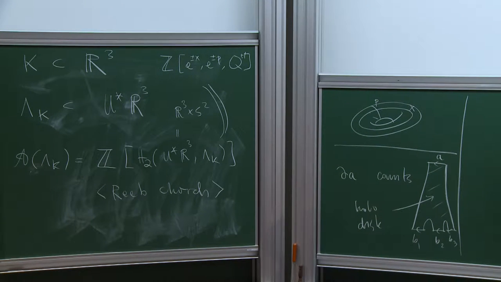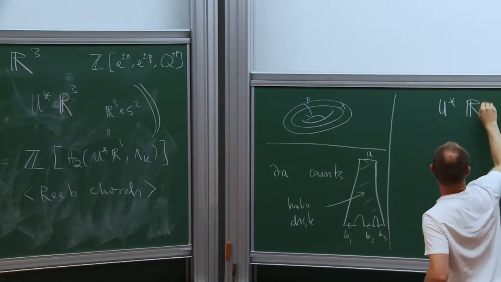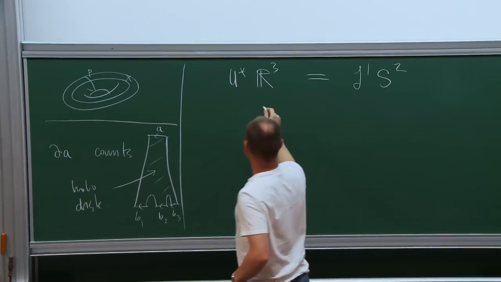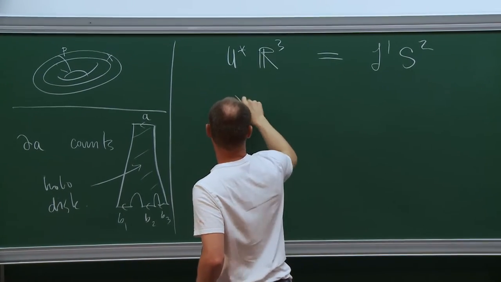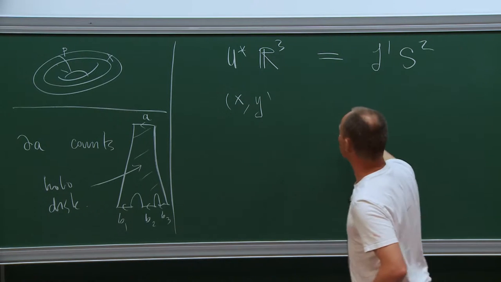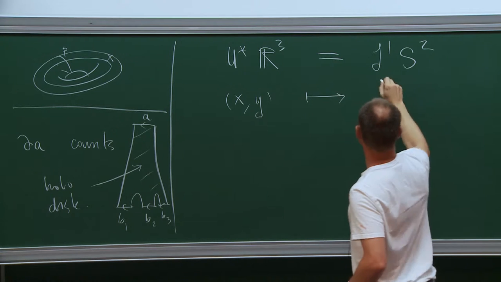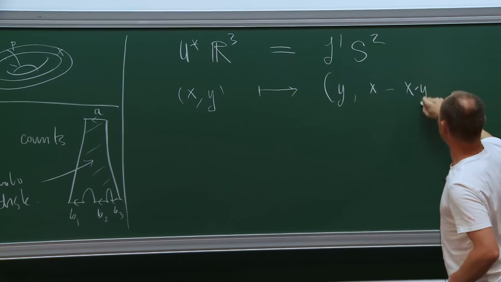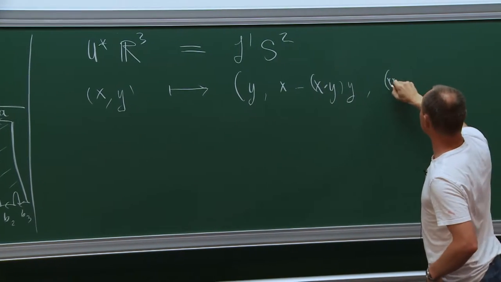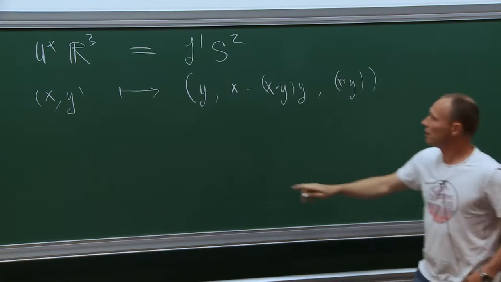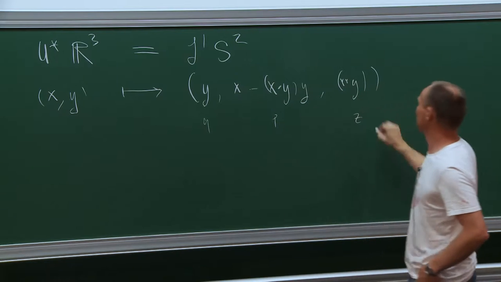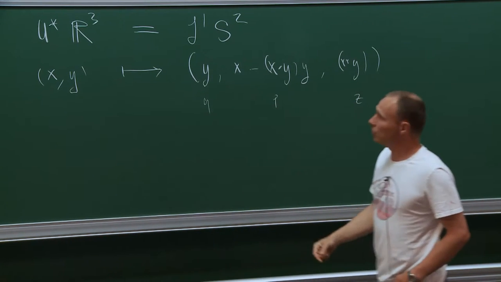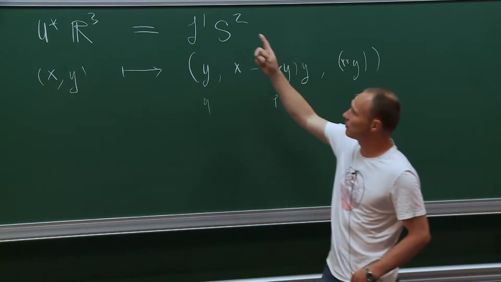So the first observation is that this unit cotangent bundle in fact is contactomorphic to the one jet space of S2. So the map is just, if you take say x in the base here, y in the fiber, so y is the unit vector at x, then you map it just to y in the first, and then take the component of x which is perpendicular to y, and last you take this x dot y. So this is now sort of q, p, and z. So this is a contactomorphism. So in fact, we can compute this by calculating Lagrangian contact homology in the one jet space of a surface.